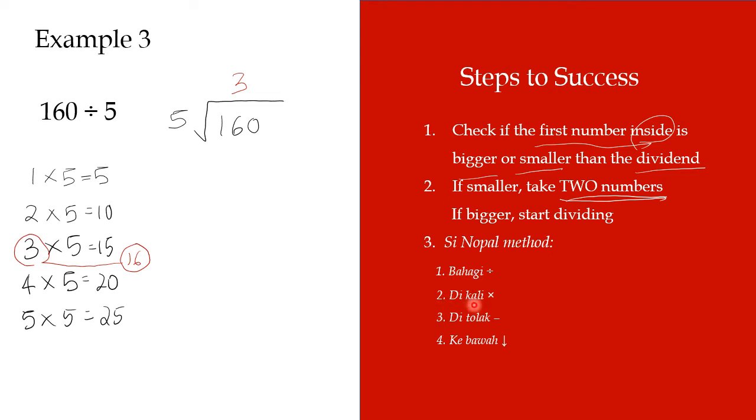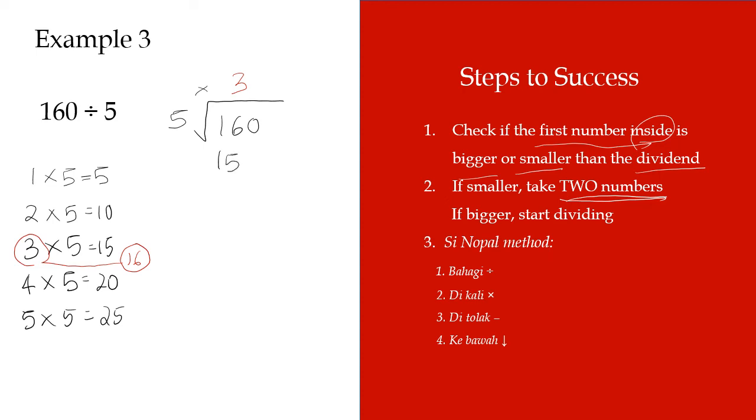Step 2 is dikali, which is times. So dikali, dikali, dikali nombor ani. So you can just multiply it. What is 3 times 5? 3 times 5 gives us 15. Then you can write down 15 down here.